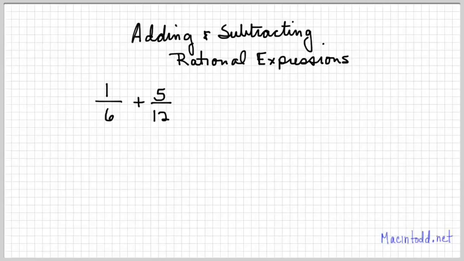Alright, adding and subtracting rational expressions. The first thing we're going to do here is review how we add fractions. Everybody remembers you have to have a common denominator. In this case, our common denominator would be 12, and most people just kind of intuitively know that. They know that 12 is a multiple of 6 and 12 is a multiple of 12.